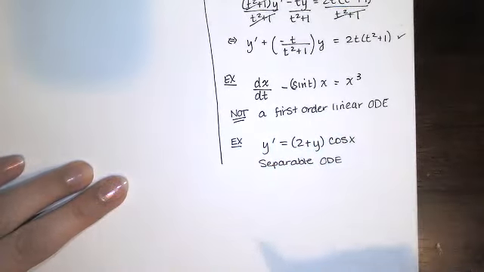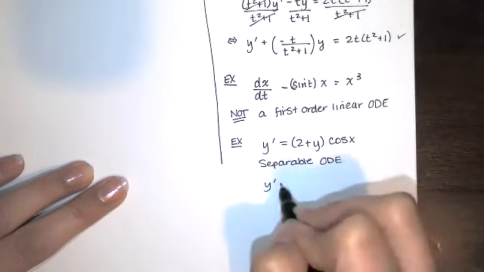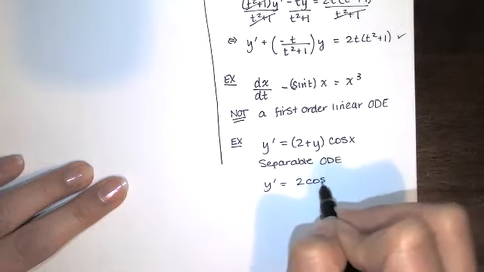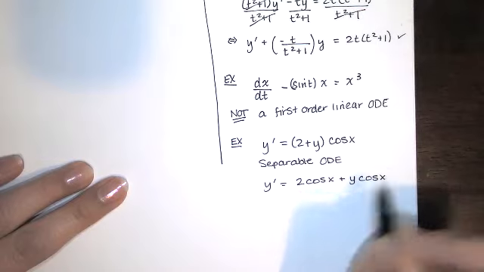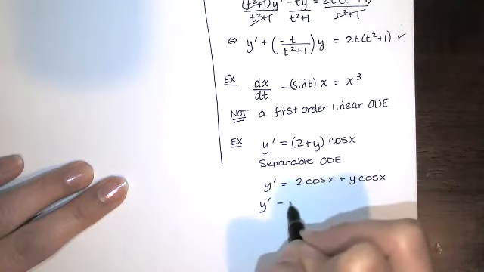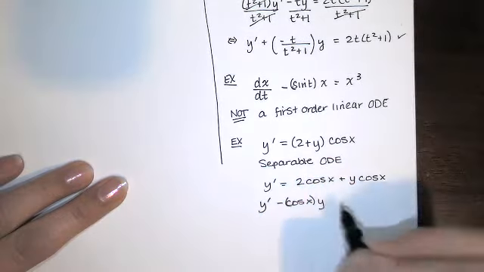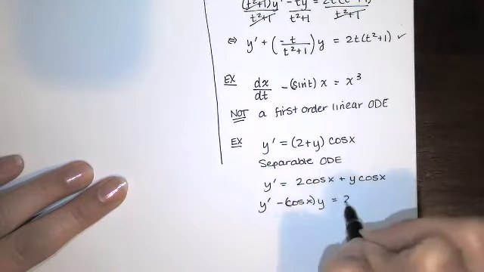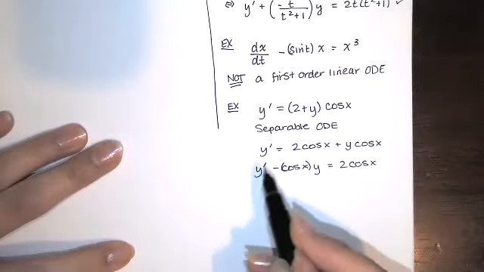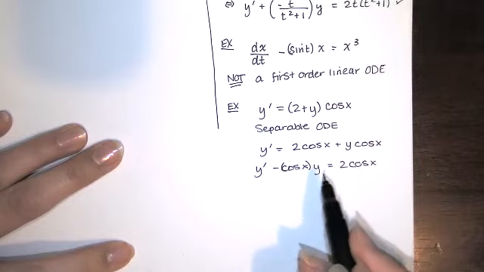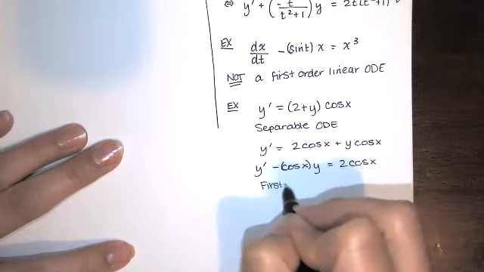But it's also linear. It's also a first order linear equation. If we distribute that cosine term, we get 2 cosine of x plus y cosine of x. And if I subtract y cosine of x from both sides, and write it in a slightly different order, so I'll have negative cosine of x times y, then I've got my derivative of y with respect to x plus a function of x times y equals a function of x. So this is a first order linear differential equation.